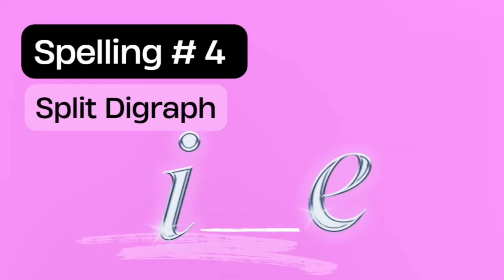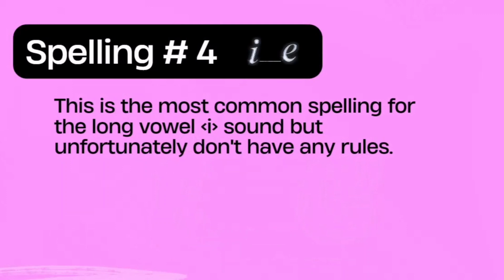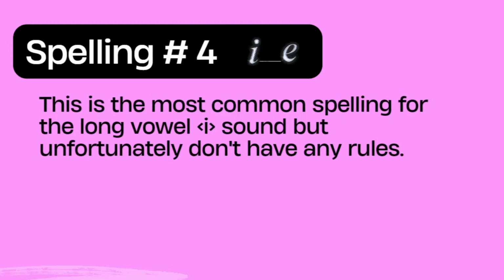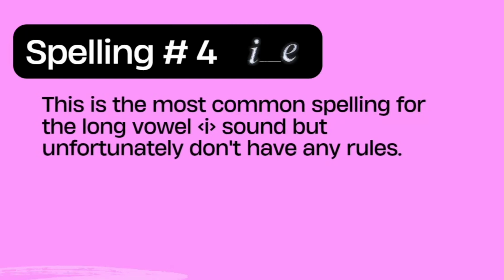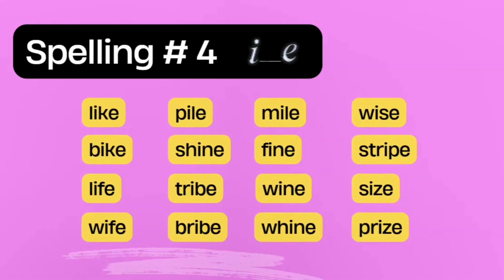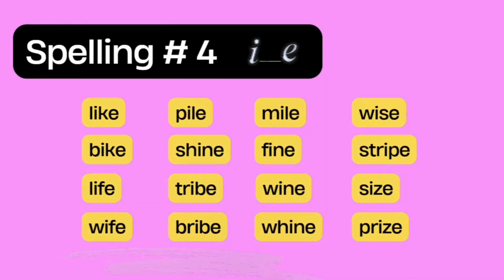This is the split digraph or the silent final E pattern. Now please remember that this is the most common spelling for the long vowel I, but unfortunately we don't have any rules for this. So we can simply memorize the words, keep on practicing, and this is the only way to write the right spellings. Some words are here like bike, life, wife, pile, shine, tribe, bribe, mile, fine, wine, and this wine as well with a W, wise, stripe, size, and prize. And we have many more words with this pattern.